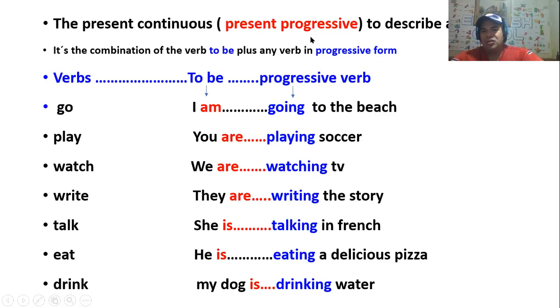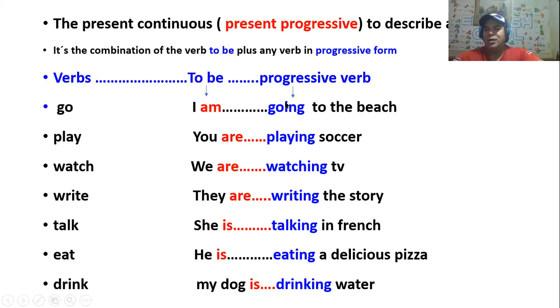So the present continuous or the present progressive is the combination of the verb to be, plus any verb in progressive form. Here we have the verb to be: am, are, is, plus any verb in progressive form. Any verb, cualquier verbo. And here we have it: going, playing, watching, writing, talking, eating, drinking.